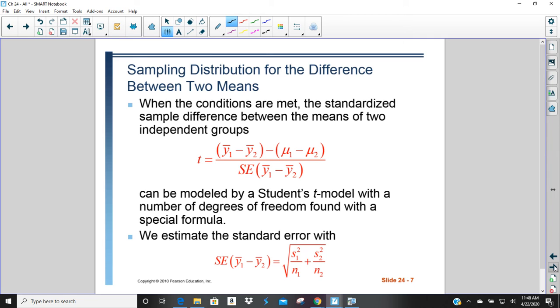If we're looking for the t-score, just like a z-score, we would do the difference between the two samples minus the difference between the mu's, and in this case, it actually is going to probably be 0. We're trying to see whether there's any difference, and over the standard error, which we just found.